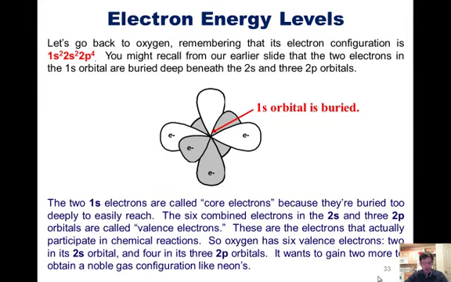The 6 combined total electrons in the 2s and 3 2p orbitals are called valence electrons. These are the electrons that actually participate in chemical reactions. So oxygen has 6 valence electrons, 2 in its 2s orbital and 4 in its 3 2p orbitals. It wants to gain 2 more to obtain a noble gas configuration like that of neon.